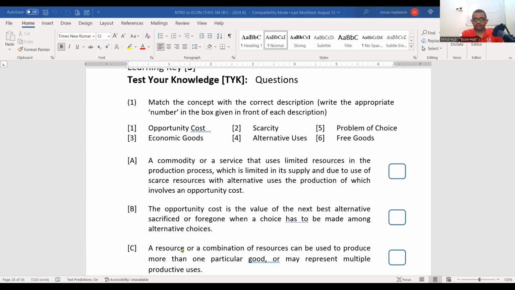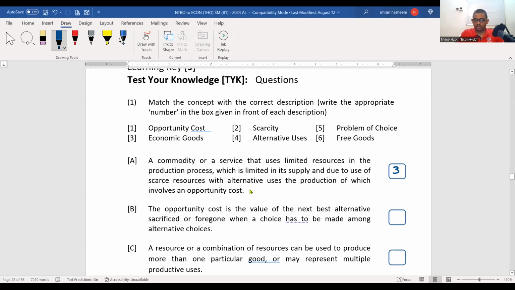What is A? Remember, it's talking about a commodity or a service, meaning a good or a service. So what is A? Yes, A, correct response is number 3. Why? Because it is an economic good. Clearly, there is the use of limited resources. There is our keyword, opportunity cost involved in it. So it's an economic good.